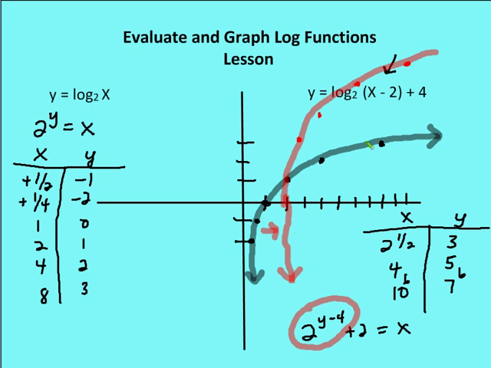to the right 2 and up 4. So again, shift to the right 2 and then up 4. And that's what the translated function has told us is going to happen, right? So I shift to the right 2 and up 4, and there's my graph.